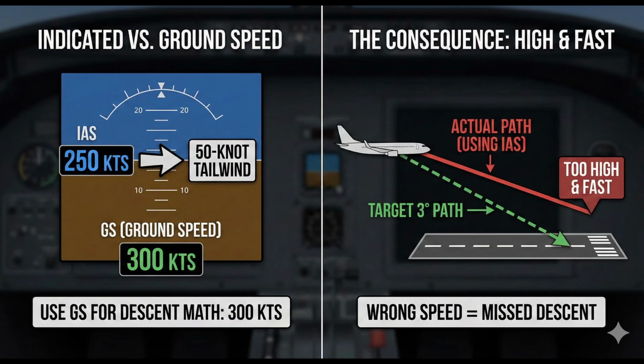Why this matters? If your indicated airspeed is 250 knots, but you have a 50 knot tailwind, your ground speed is 300 knots. If you use 250 knots for your math, you'll end up high and fast every time. Use the GS number to stay accurate.